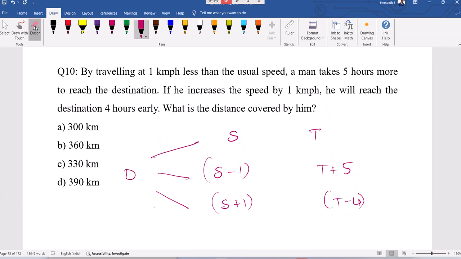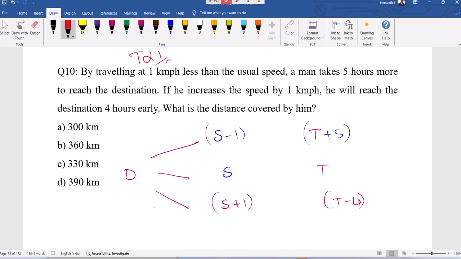I'll put it this way for better understanding. Speed is s, time taken is t. Speed is s minus 1, time taken is t plus 5. Speed is less, time will be more. How can we calculate the timings here? When speeds are in AP, timings must be in HP. Time and speed are inversely related, and AP and HP, arithmetic progression and harmonic progression, are also inversely related.